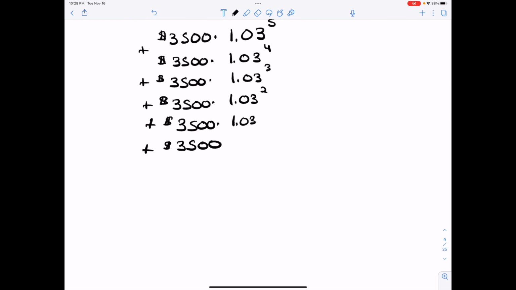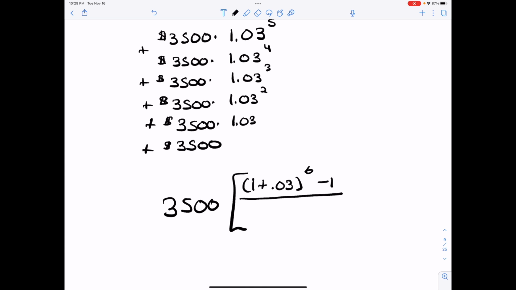Or you can just rely on your formula as kind of a shortcut way of doing this. You could say, well, I have $3,500 bracket 1 plus 0.03 raised to the n, which is 6, minus 1, all over 0.03. That'll get you the same kind of result.